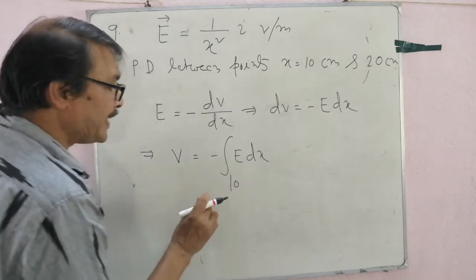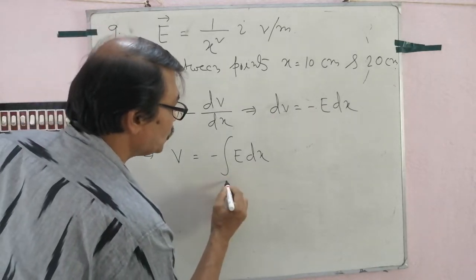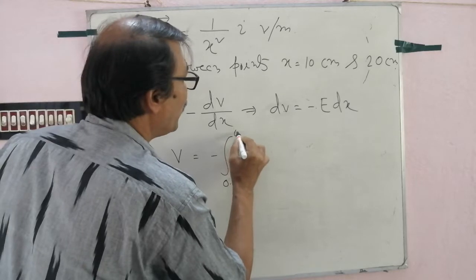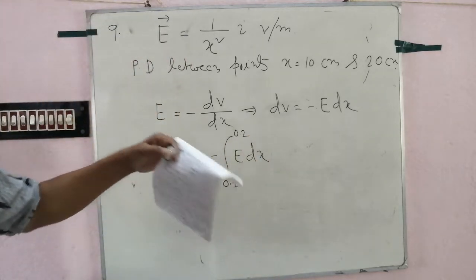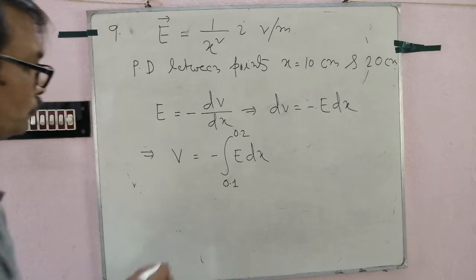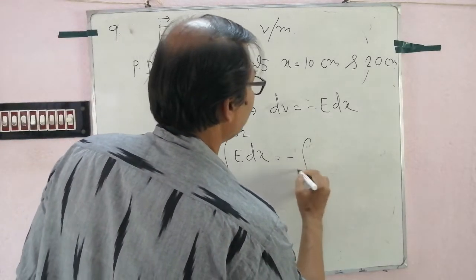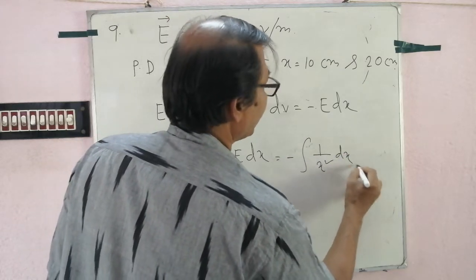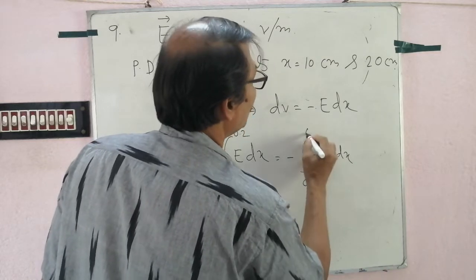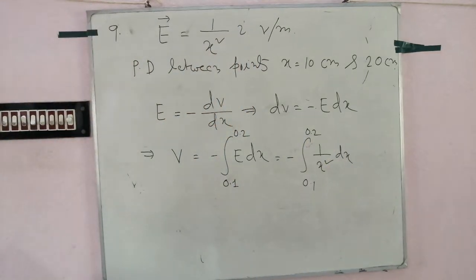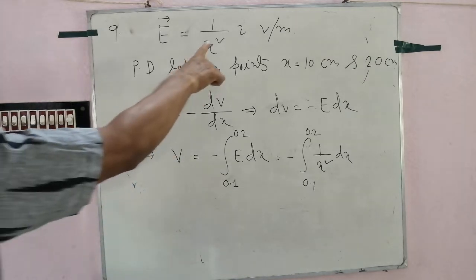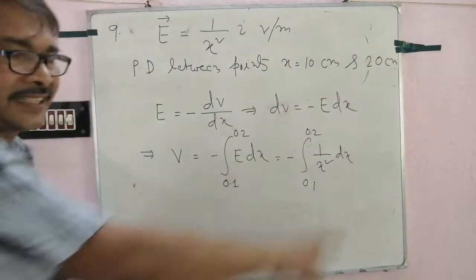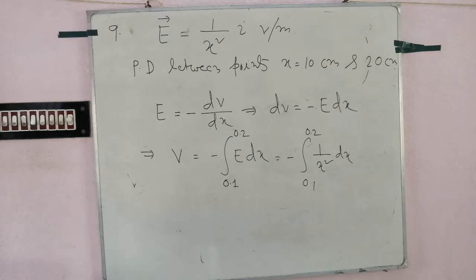from 10 cm, if we convert into meter, so 0.1 to 0.2. Follow. Lower limit 0.1 meter and upper limit 0.2, minus 1 by x square dx, 0.1 to 0.2. Follow, i is in the direction of x-axis. Here the points are in the direction of x-axis. So no problem. Same direction.